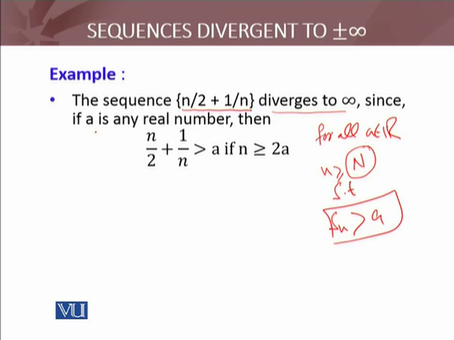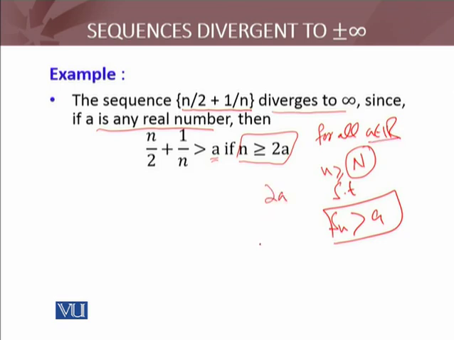Since a is any real number, यहाँ पे यही लिखा हुआ है, a is any real number, then n over 2 plus 1 over n, जो कि nth term है sequence की मेरे, is greater than a for all real numbers if n is greater than 2a. Now if a is a real number, then 2a will be a real number.